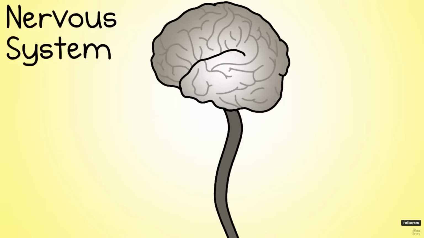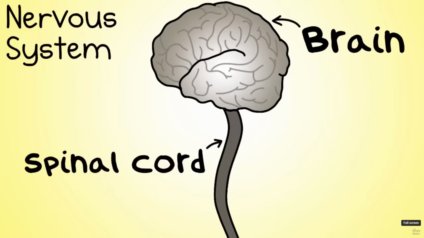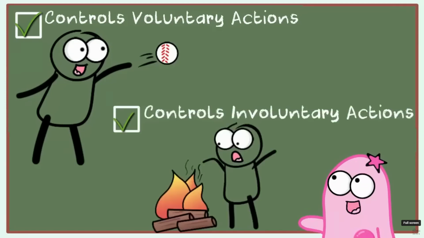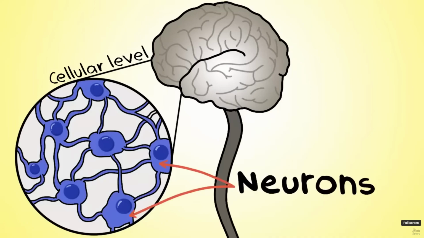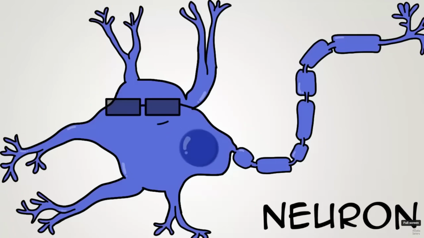Number 8, the nervous system. Your body would be a nervous wreck without something to coordinate it. That always helps me remember it. The nervous system includes your brain and your spinal cord. It controls voluntary actions. That's what you can control, like picking up a pencil. And involuntary actions, the ones you can't control, such as reflexes. At the cellular level, the nervous system uses cells known as neurons. With their amazing structure, these cells are kind of the cool cells on the block.